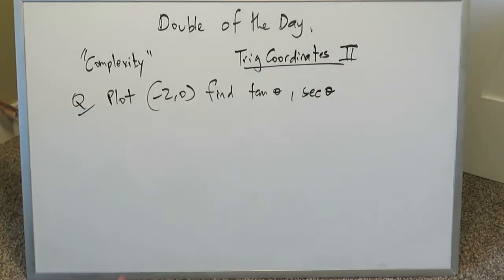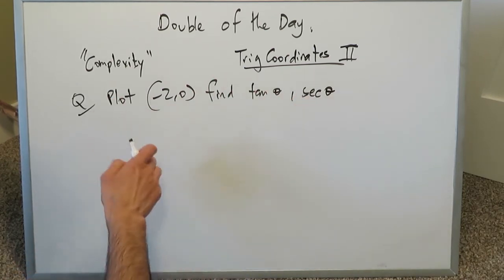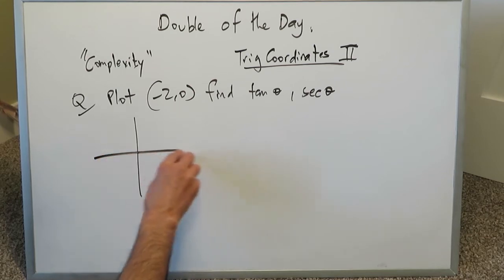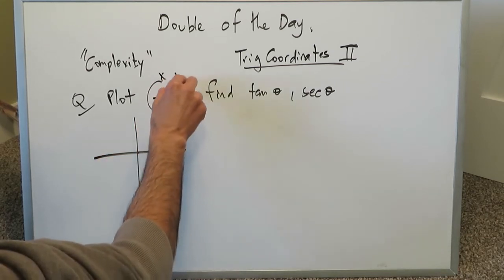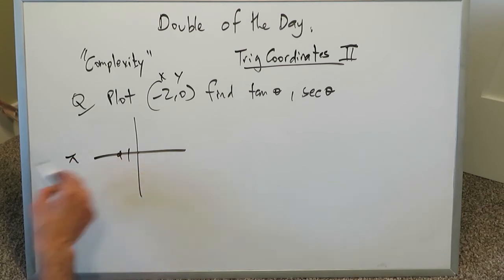Alright, here's the first question. We have to plot -2, 0, and we have to find tangent with regards to that and secant with regards to that. Let's look at it. -2, 0, it's an x here and a y here. We're looking right over here. We're looking at a pi quadrant angle.